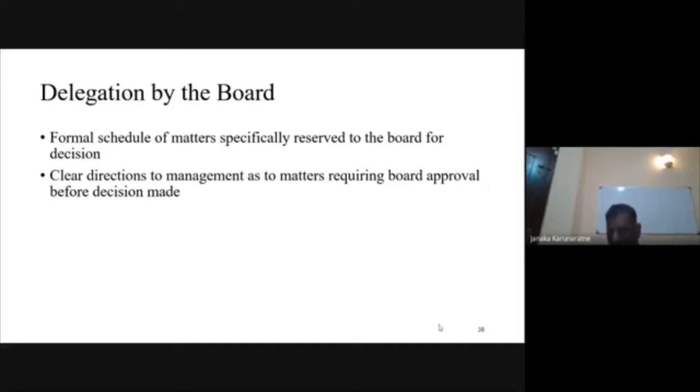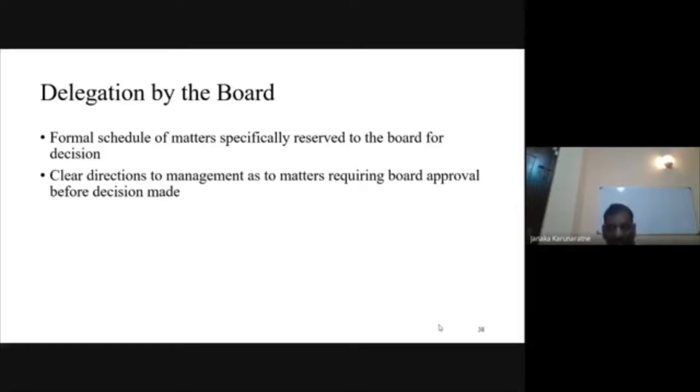Now, as you know, the board cannot do all these functions. So there could be delegation by the board to certain categories of people, certain executive directors or certain KMPs, for certain tasks. But it must be clearly scheduled. When it comes to delegation, a formal schedule of matters specifically reserved to the board for decision must be identified separately, with clear directions to management as to matters requiring board approval before a decision is made.